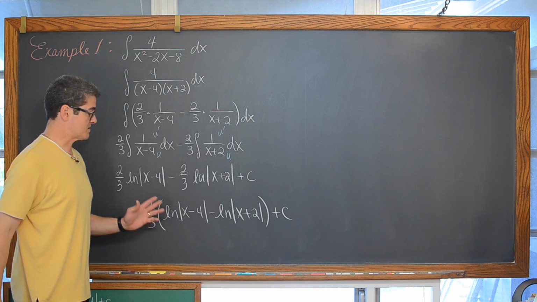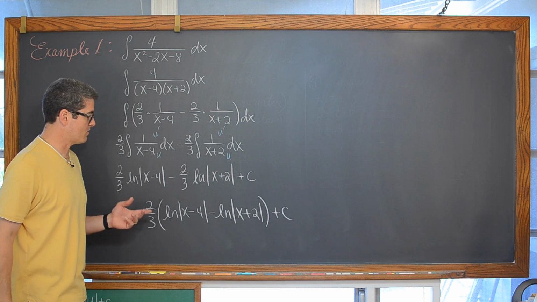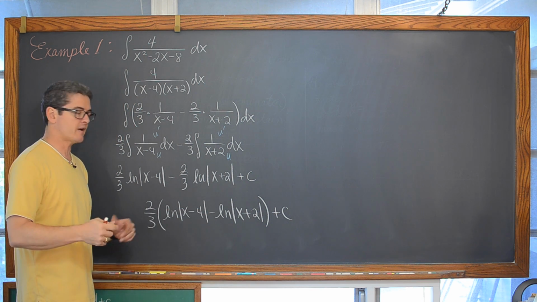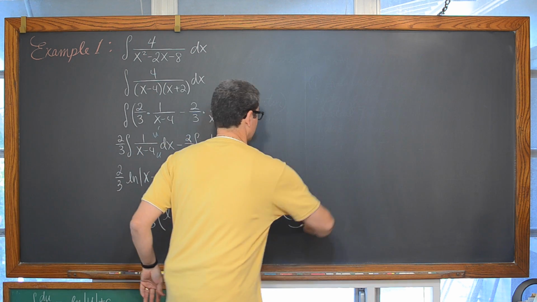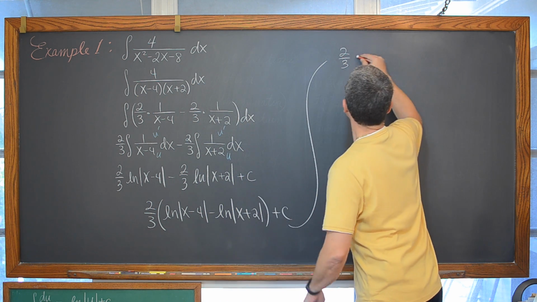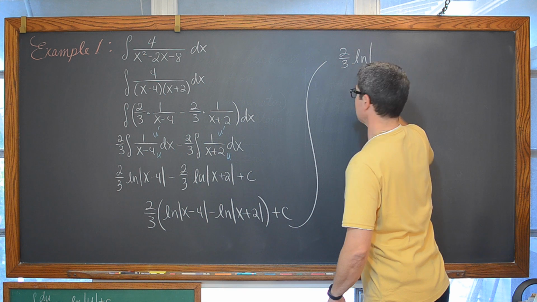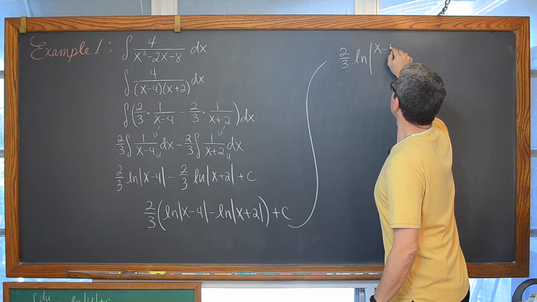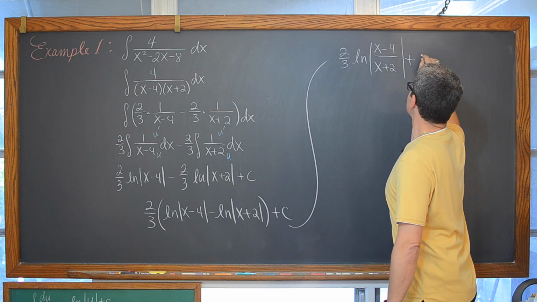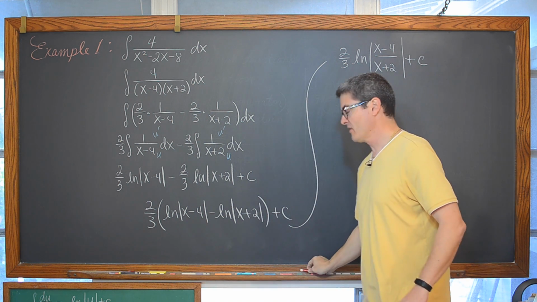And I suspect this is still not going to be the form that you see your answer, but of course, logarithms are exponents, and when do you subtract exponents? When you divide like bases. So this is going to come out to be, as our final answer, 2/3 times the natural log of (x minus 4) over (x plus 2) plus c. And that is the end of our first example.